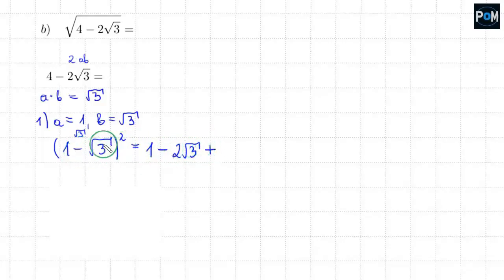And then there is also a plus. The square root of 3 squared is 3. 1 with 3 gives 4, I rewrite the rest. And that suits me. That's exactly it. That means I can replace this operation with such a bracket squared.